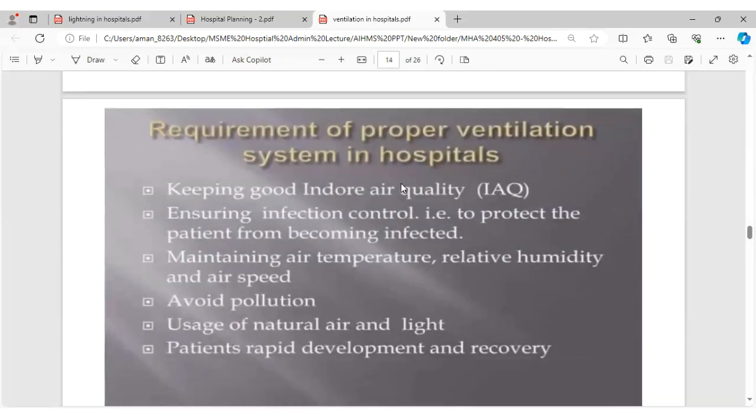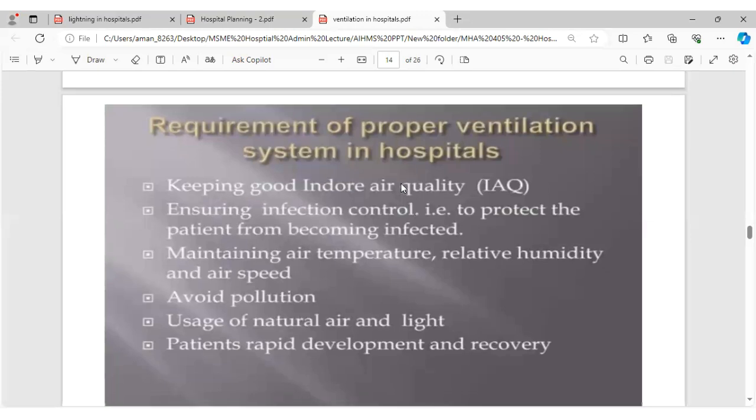Requirements of a proper ventilation system in hospitals: keeping good indoor air quality, ensuring infection control, that is to protect the patient from becoming infected, maintaining air temperature, relative humidity and air pollution, avoiding pollution, usage of natural air and light, and the patient's rapid development and recovery.